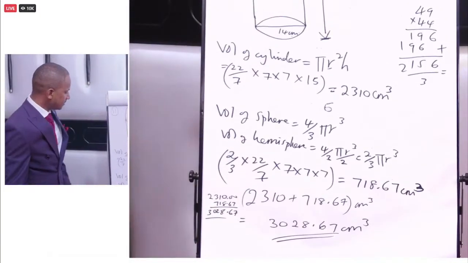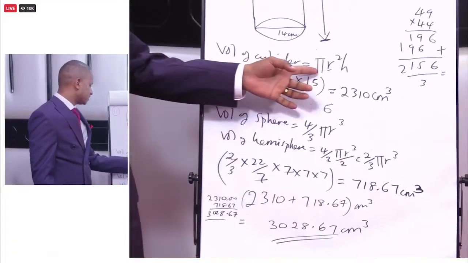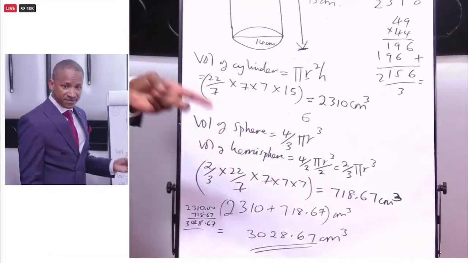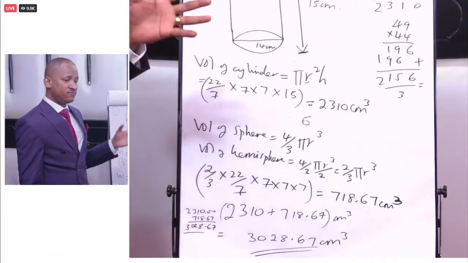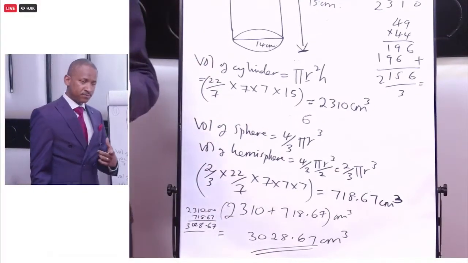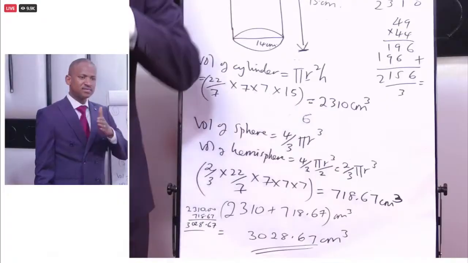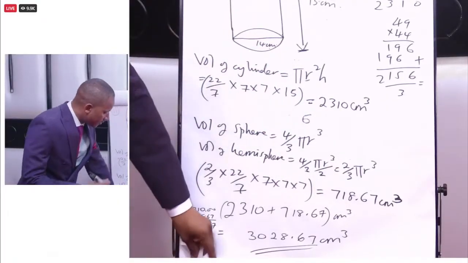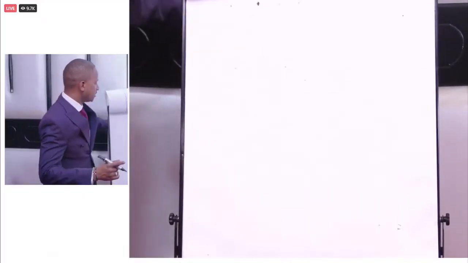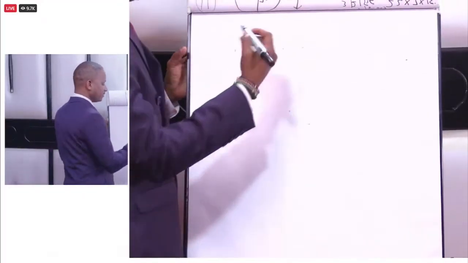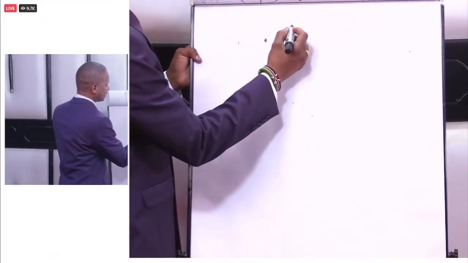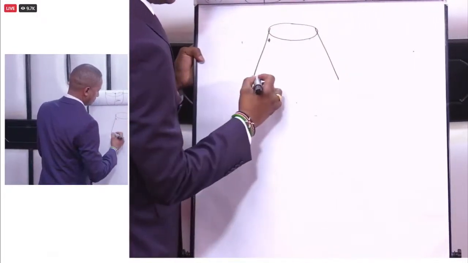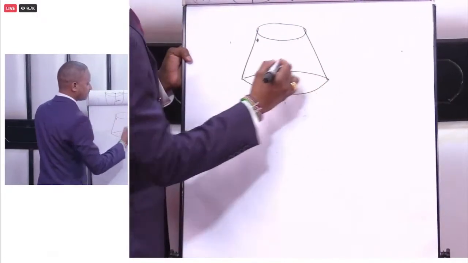So class, the only formulas you need to master is volume of a cylinder, which is given by pi r squared h, volume of a sphere, which is given by 4/3 pi r cubed. But volume of a hemisphere is half the sphere, which is 2/3 pi r cubed. Now another commonly set question here, it is not part of our question, but I think it is in the assignments if I'm not wrong. This figure is called a frustum.